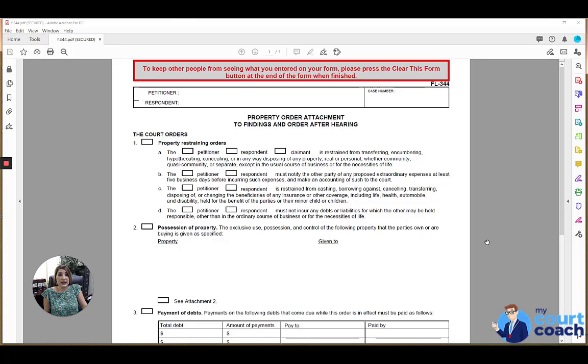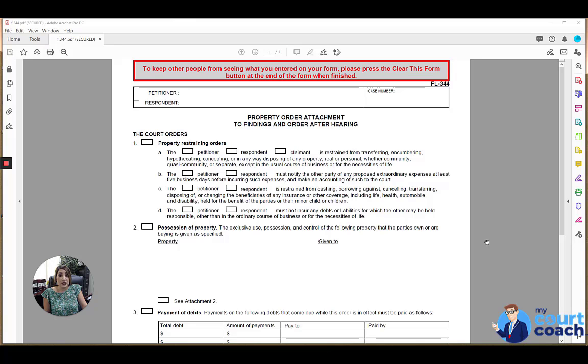A court would not make any sort of permanent property orders at a temporary hearing, such as a request for order hearing. Those would be done more likely at a trial stage, and there is a separate form that you would attach to a judgment. But for our purposes, we are talking about temporary property orders only.